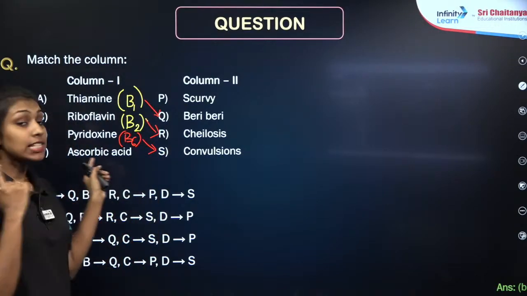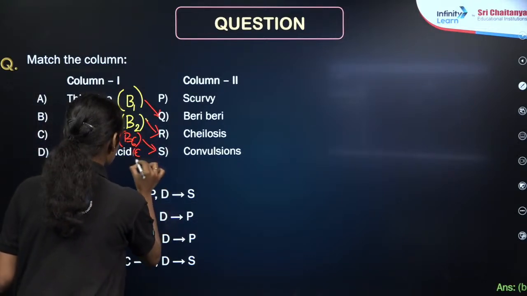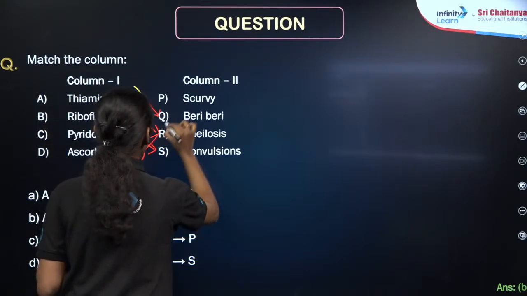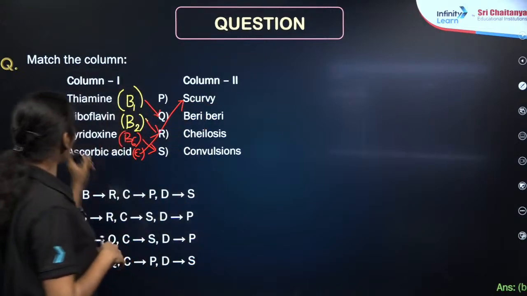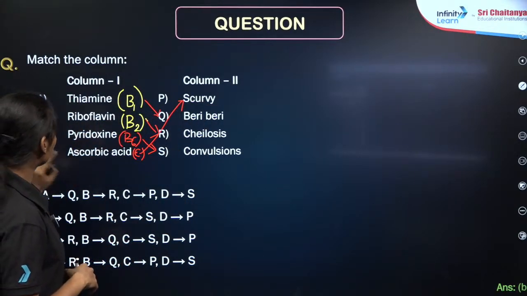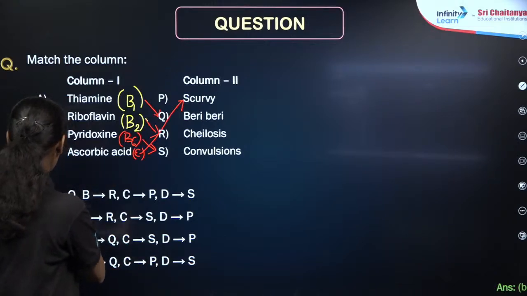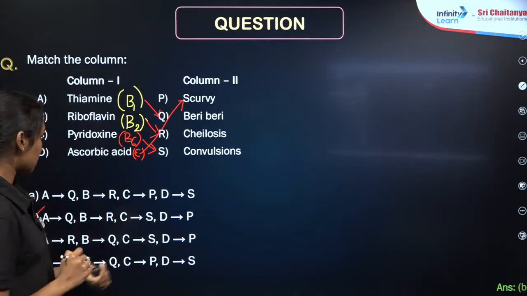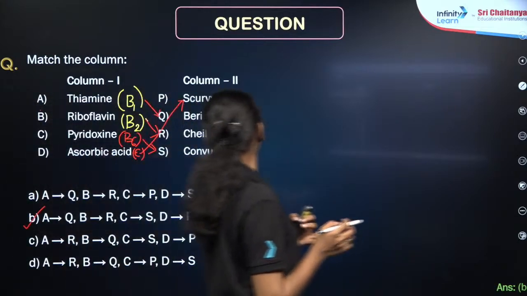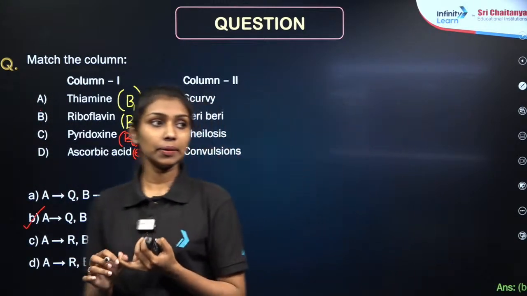And the last one is ascorbic acid. Ascorbic acid means it is vitamin C, right? Vitamin C has the deficiency disease of scurvy. So, A, Q, B, R, C, S, and D, P, right? Which means option B will be the correct answer. Yes, option B will be the correct answer. Clear?